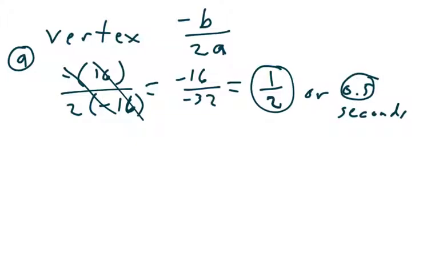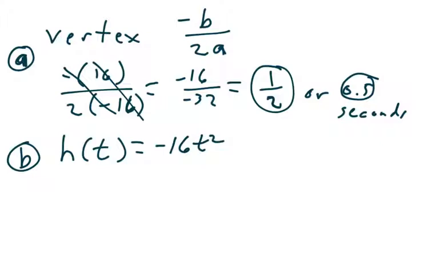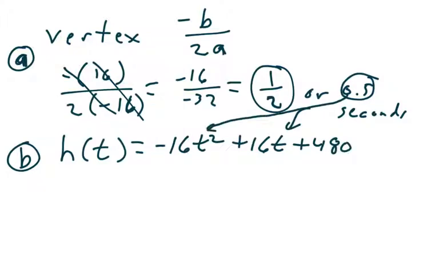Now, we also want to know the actual height of it. So how are we going to figure that out? Well, let's go back to our equation, h equals t. So this is problem B here. What's his actual height 0.5 seconds later? Well, again, the formula goes negative 16t squared plus 16t plus 480, right? And we're going to plug in that 0.5.